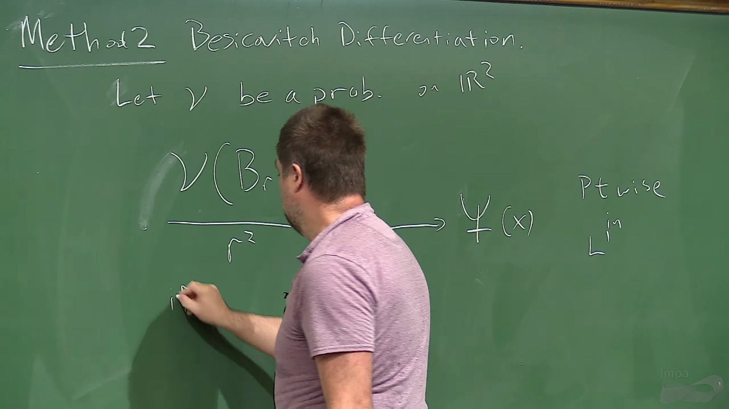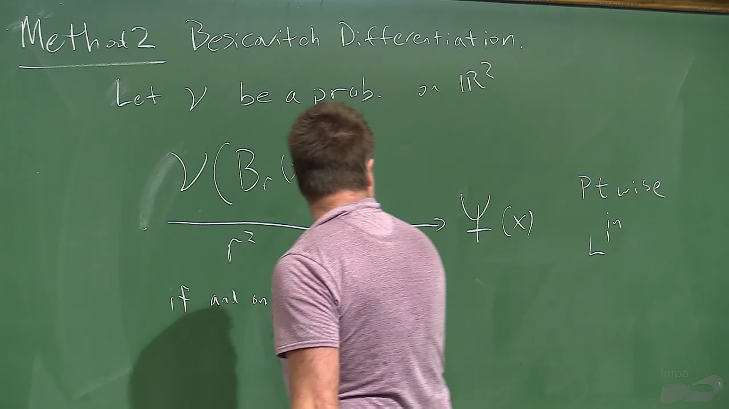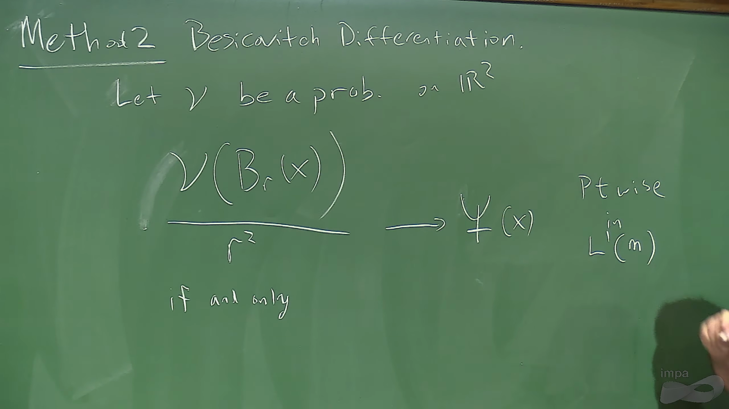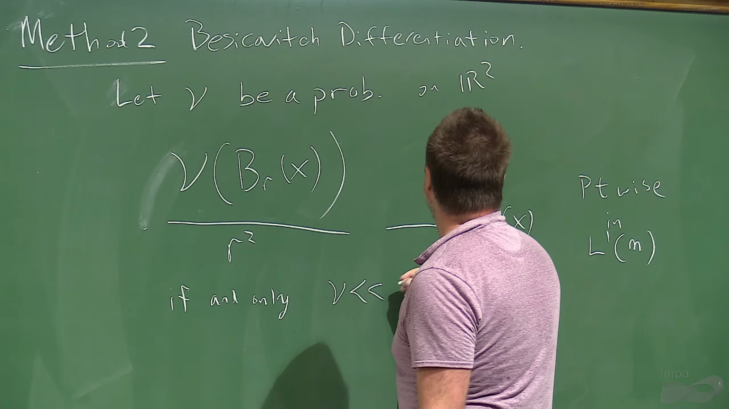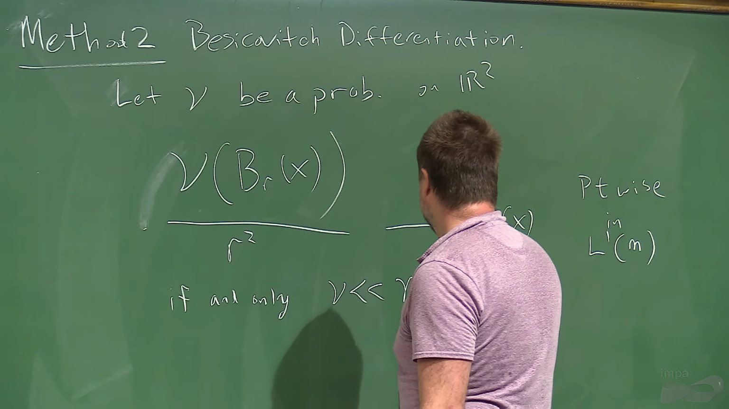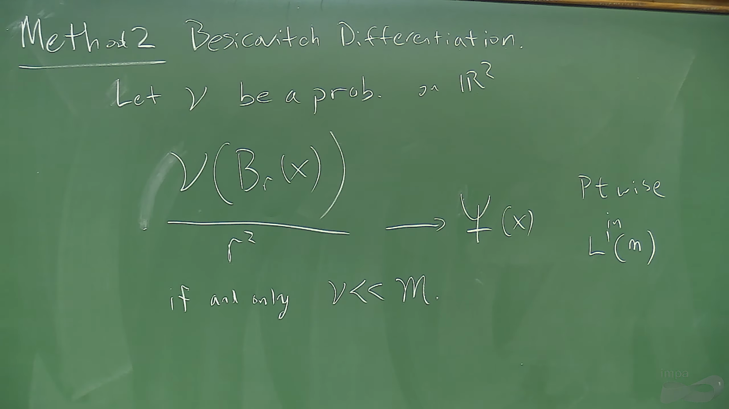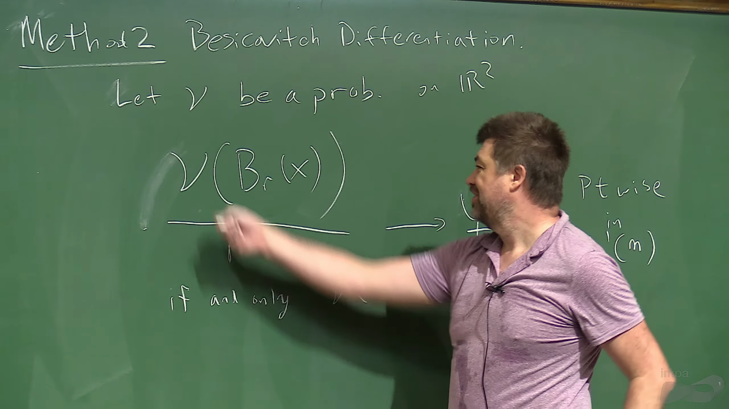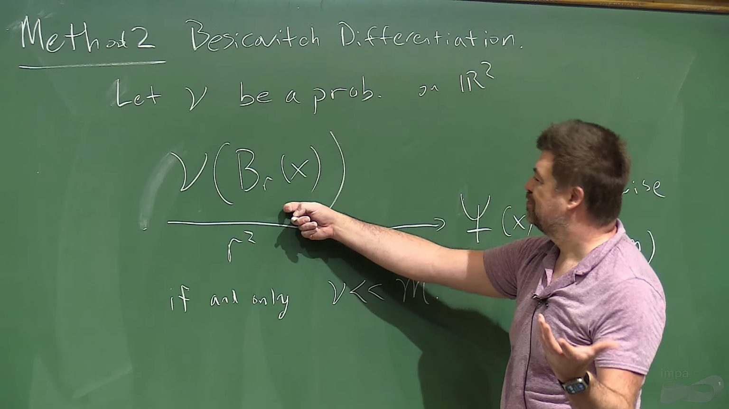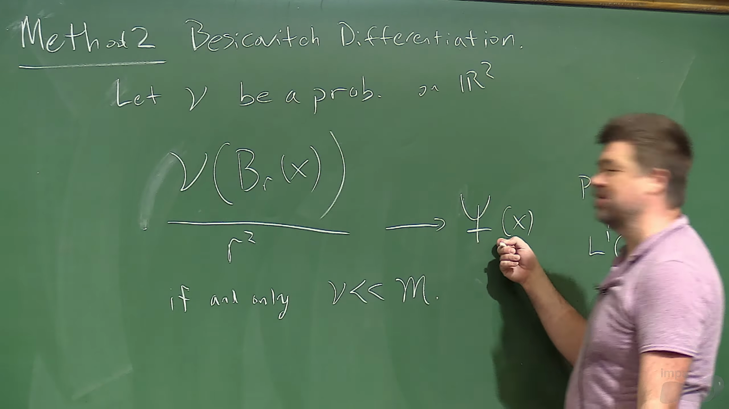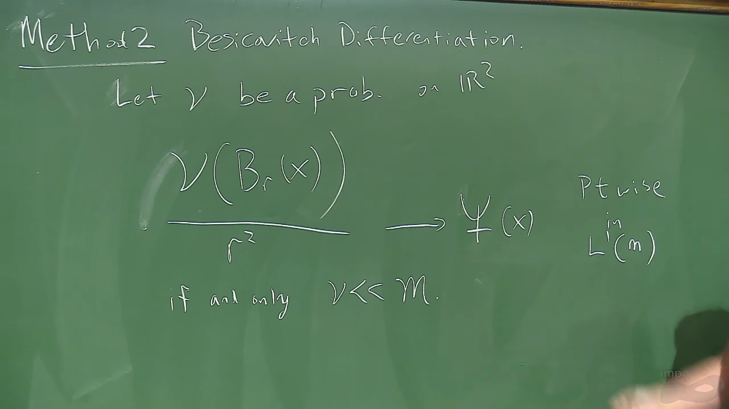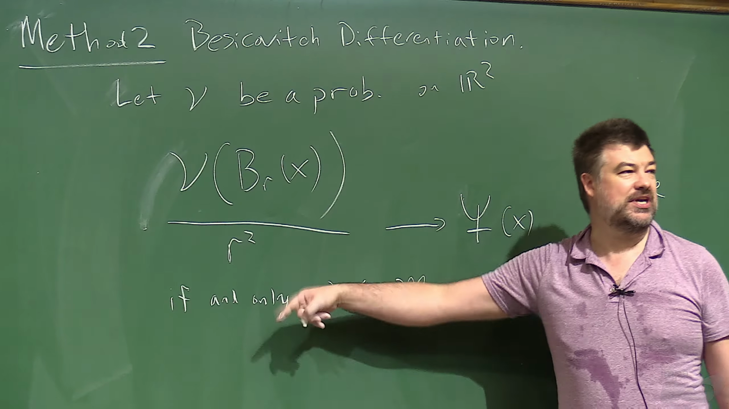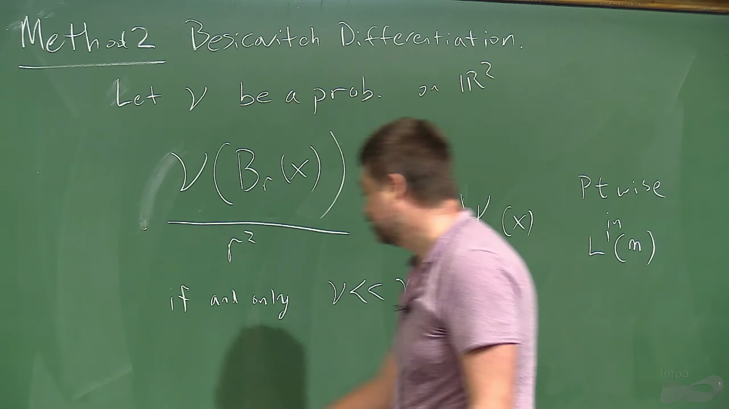if and only if, but L1 what? L1 Lebesgue, I think that's correct. If and only if nu is absolutely continuous with respect to the Lebesgue measure. So I think that's the statement of the differentiation theorem. If you have this function, these are supposed to be approximates for the derivative at a point, and this thing converges pointwise and in L1. Certainly when you are absolutely continuous, and I think it's an if and only if.